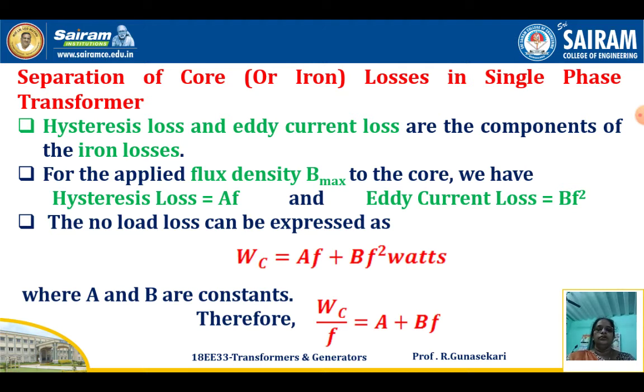Therefore, we can divide by F on both sides. W C divided by F is equal to A plus B F. This is the formula.